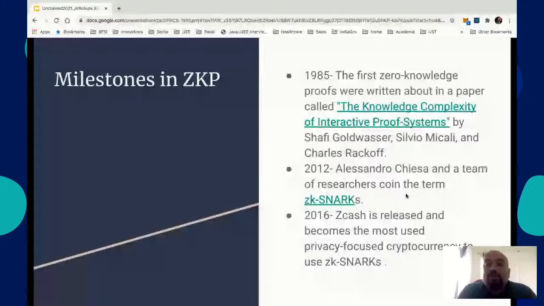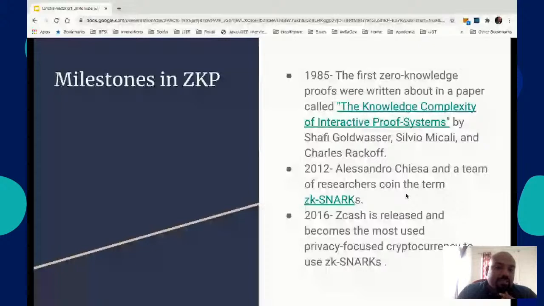So what are the milestones in zero knowledge proof? In 1985, the first zero knowledge proof was written in this paper, Knowledge Complexity of Interactive Proof Systems. So you are measuring the complexity of using knowledge in interaction. That was the initial paper.